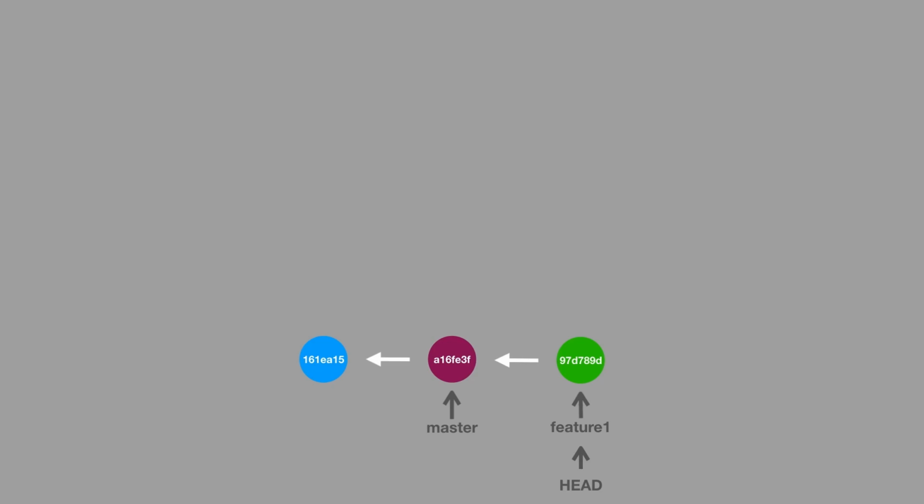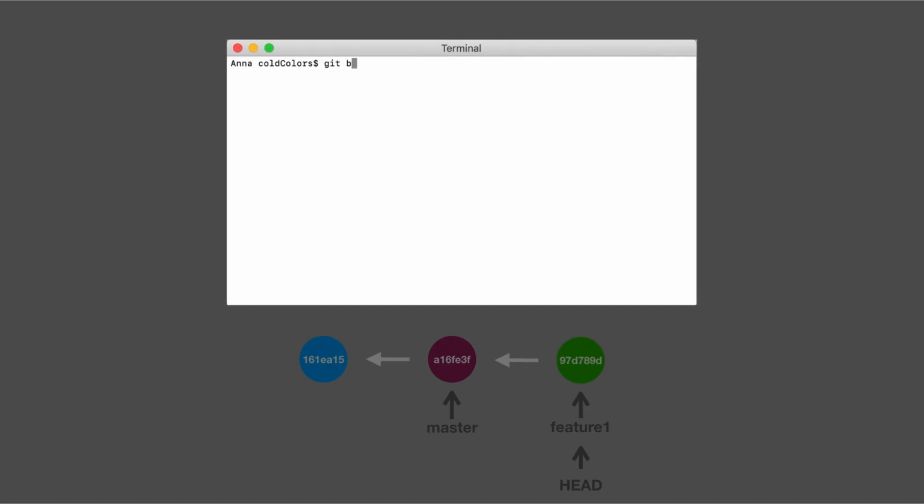So let's see that. The first step to doing a merge is to switch into the branch we want to merge into. So if we are merging feature one into master, we have to check out master. In other words, switch into the master branch. So we can see right now that we are on the feature one branch, and we're going to git checkout master, and now we're on the master branch.